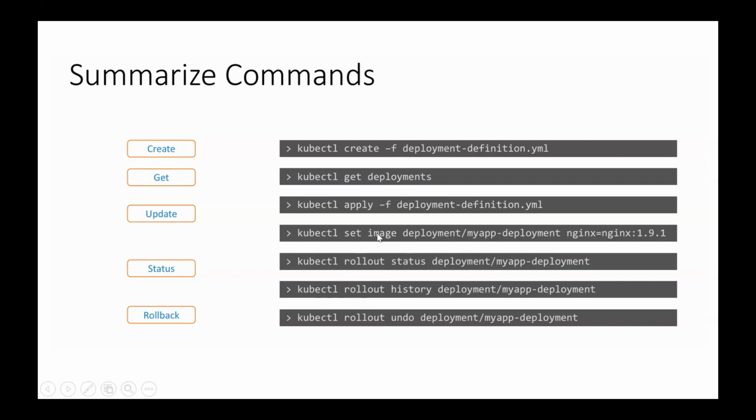Okay, so we have covered deployments in this video. We have seen how we can create deployments, how we can update deployments, how we can check the status of a deployment, and how we can roll back a deployment to the previous version in Kubernetes.